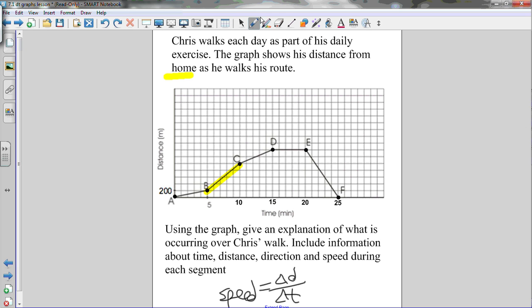So this one's steeper, so he's moving faster for this one. It's still a straight line, so he's moving at a constant speed. His rate of movement isn't changing in this section here. It's steeper, so it's faster than this first section. And still, as time is increasing, his distance from home is still increasing. So he's still moving away from home at a constant fast speed of, we can actually calculate that.